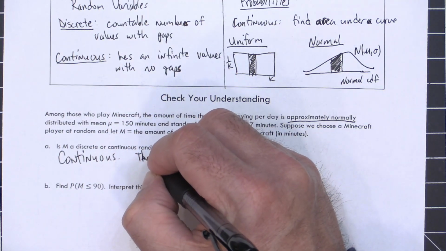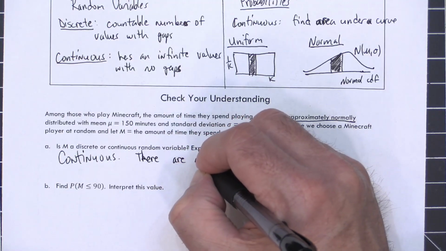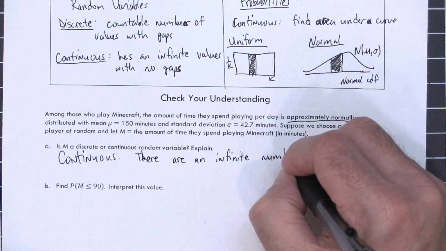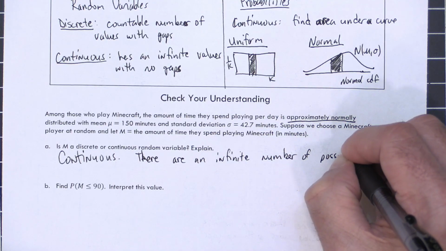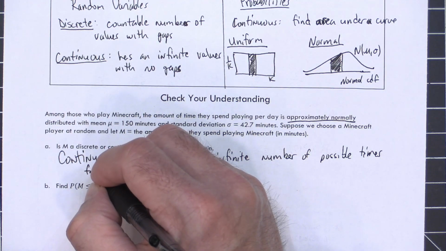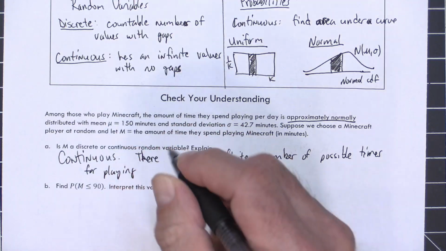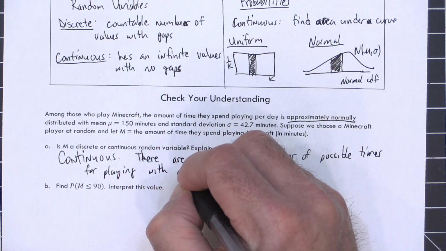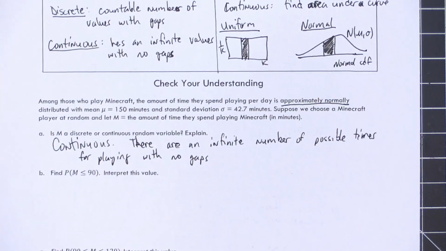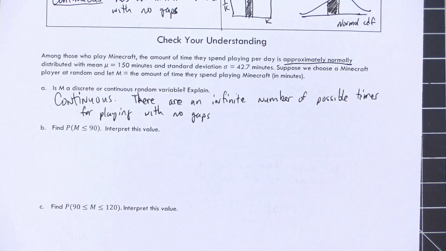There are an infinite number of possible times for playing with no gaps. You could play 150 minutes, you could play 150 minutes and 1 second, 150 minutes and 2 seconds, and so on, so on.